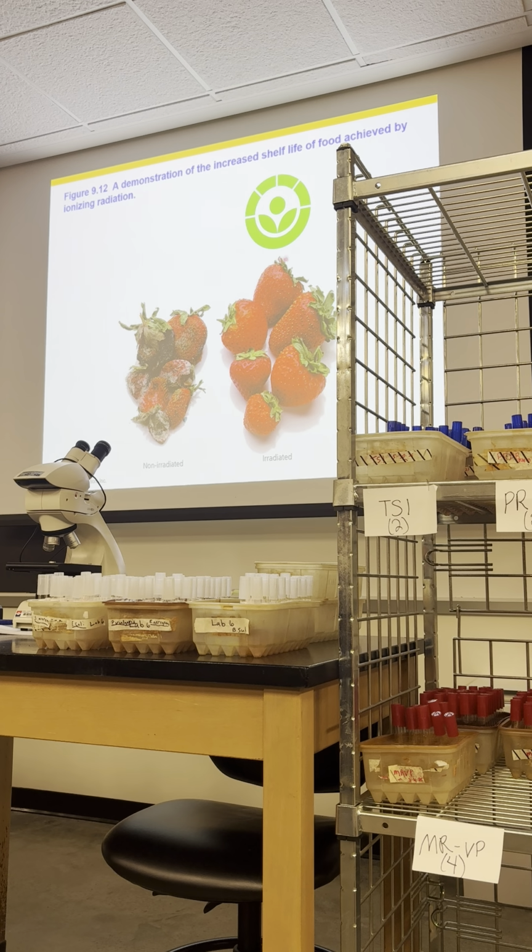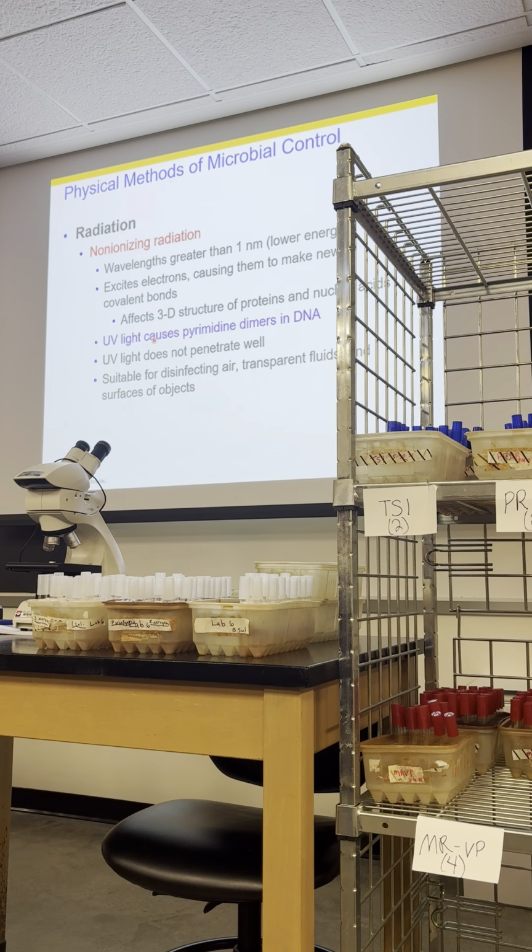Both of these strawberries are dead, right? So here, these that have been irradiated, it doesn't matter that they're dead, but you've killed the bacteria on them, so this lasts a lot longer than something that wasn't irradiated, where the bacteria survived and spoiled the strawberry a lot faster. Non-ionizing is longer wavelengths, lower energy. So UV light is an example of non-ionizing. We will do this lab next week.